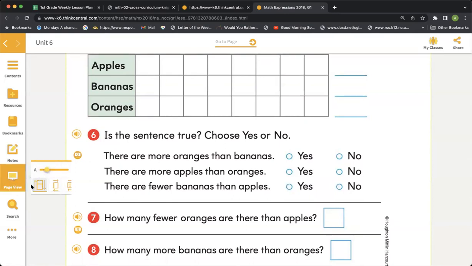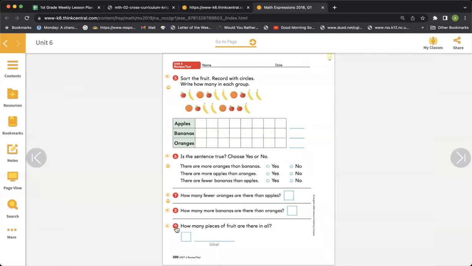All right, I'm going to change my view again so that you can see the last problem. Problem 9 here at the very bottom says, how many pieces of fruit are there in all? So add these 3 numbers. Remember to look for friendly numbers of 10. Pause if you need more time on this page.